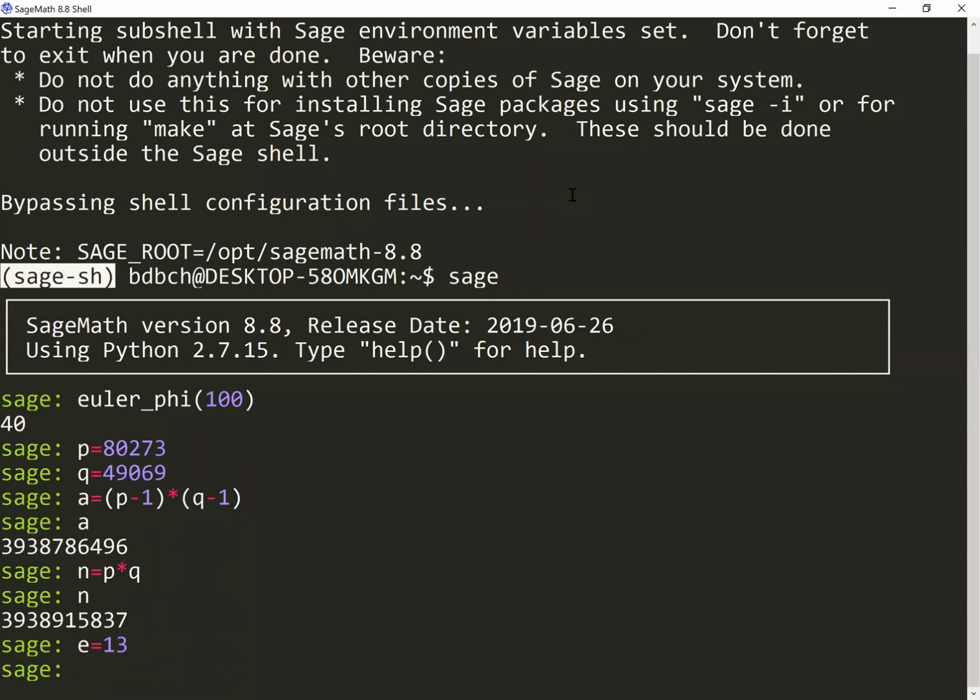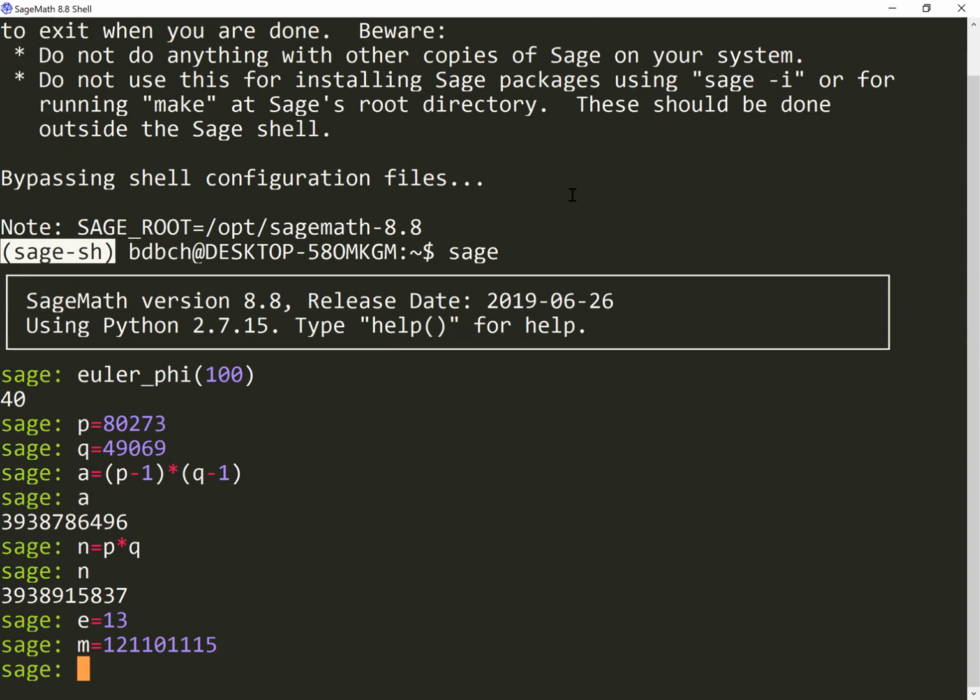So the message M, we already know, is yes: 121 for Y, 101 for E, 115 is the ASCII code for S. So this is the message M. Now let's see what Alice sent. Alice sent Bob the public key.